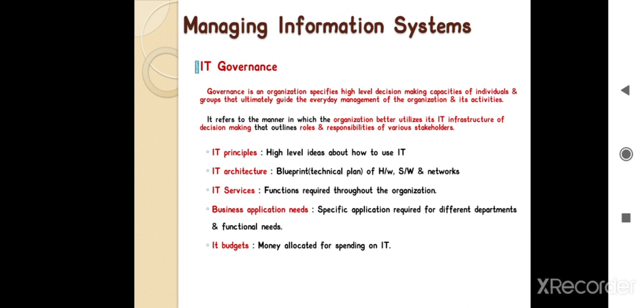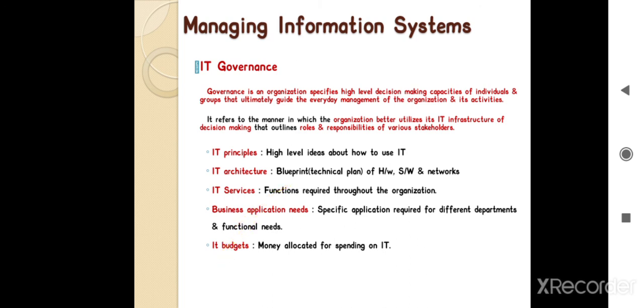Here is the next point, that is IT governance. Governance means an organization specifying the high level decision making capacities of individuals and groups, which ultimately guide the everyday management of the organization and its activities. Some rules are defined within that particular organization which need to be followed. Such roles and responsibilities related to all the stakeholders, that is nothing but IT governance. So what is it going to exactly contain? These are the IT principles, IT architecture, IT services, business application needs and the budget.